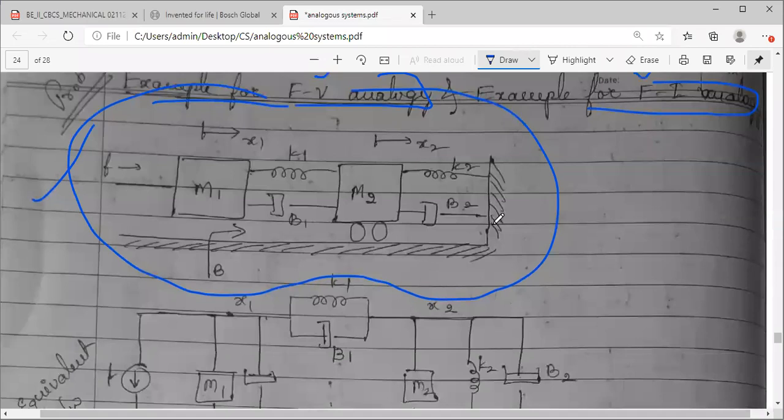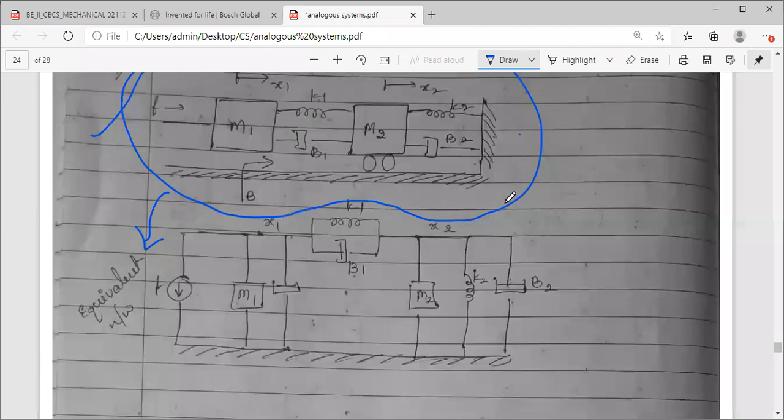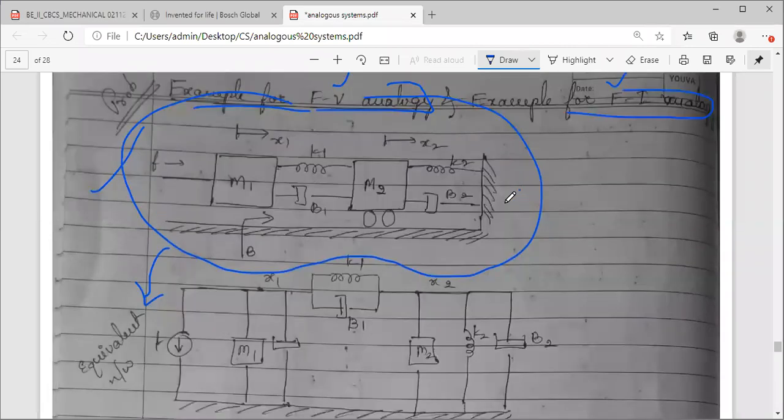If you see this, it would be easier, before starting with the analogous systems, if you can go with the equivalent mechanical network, it will make your work easier. How, at the end I will tell you, but first of all you have to draw the equivalent mechanical network for this given system. Hope it is visible in one page.